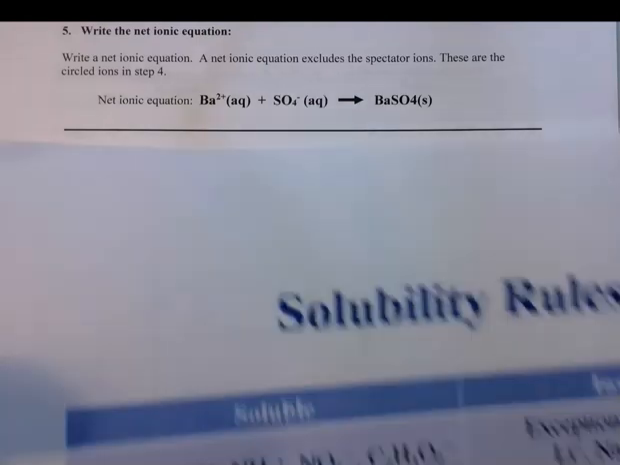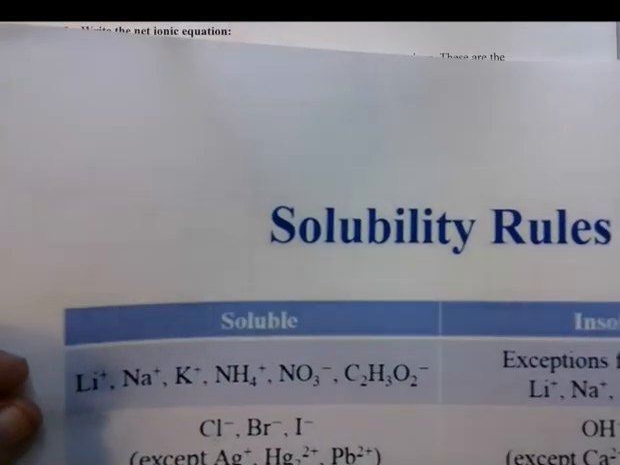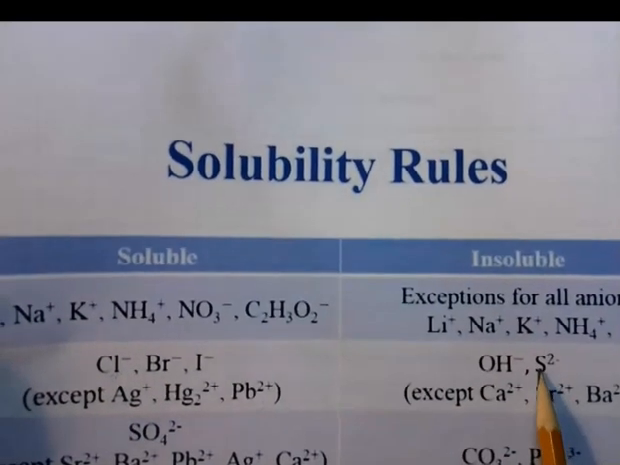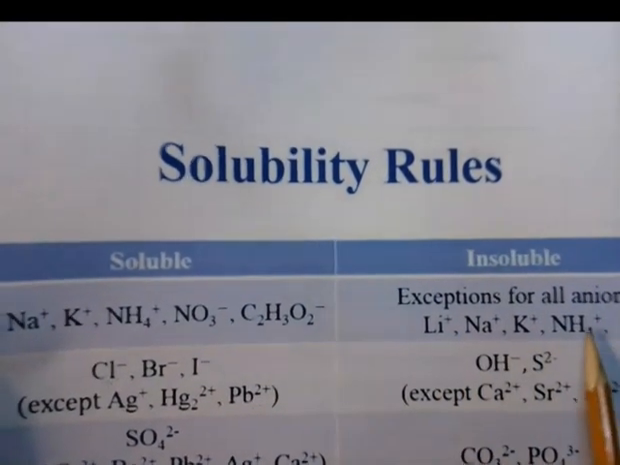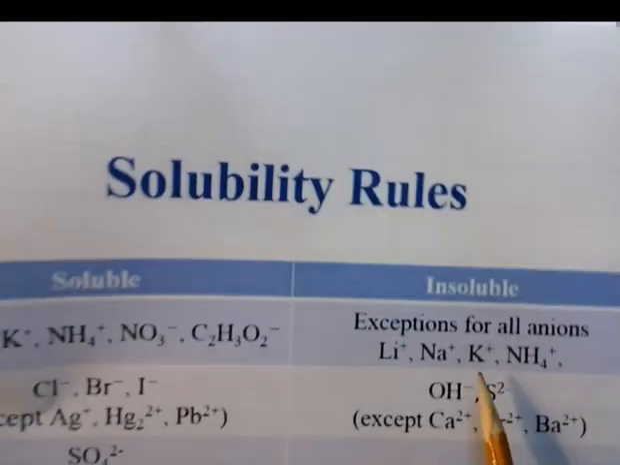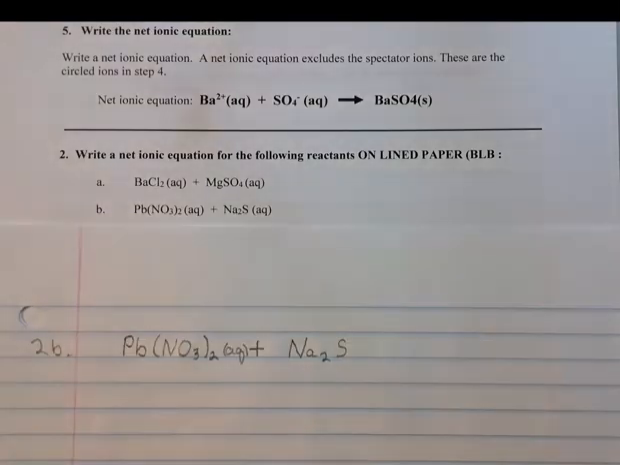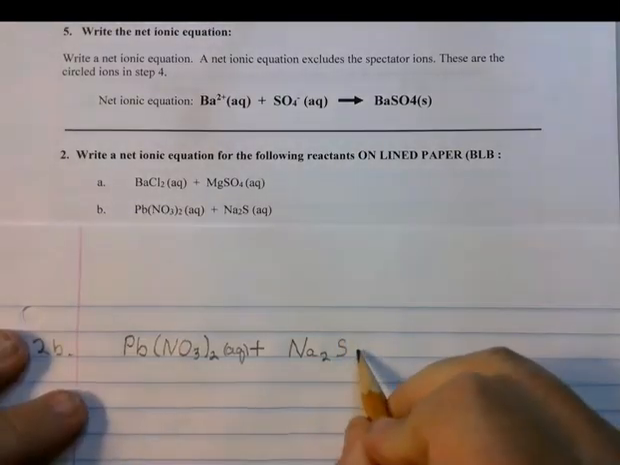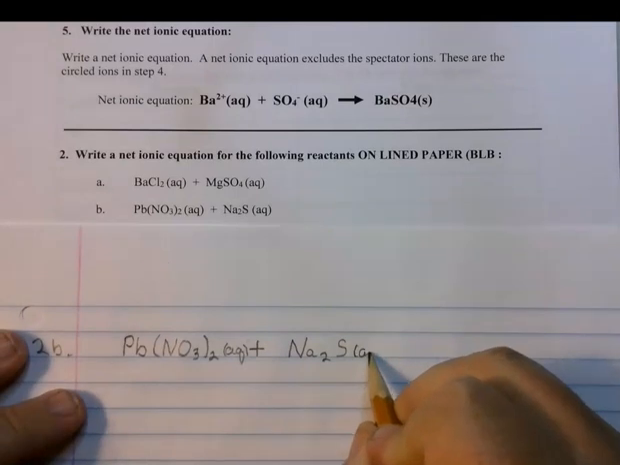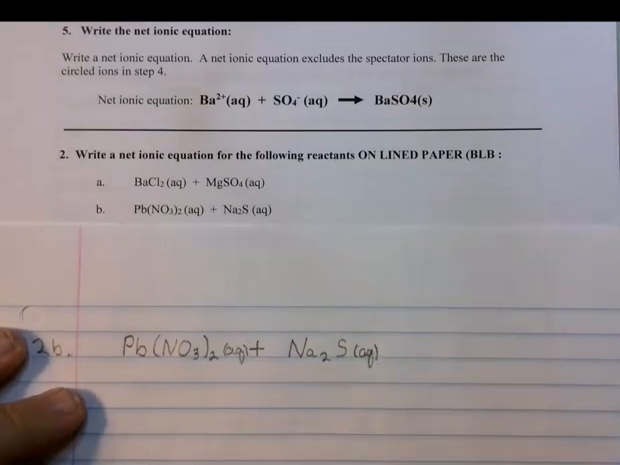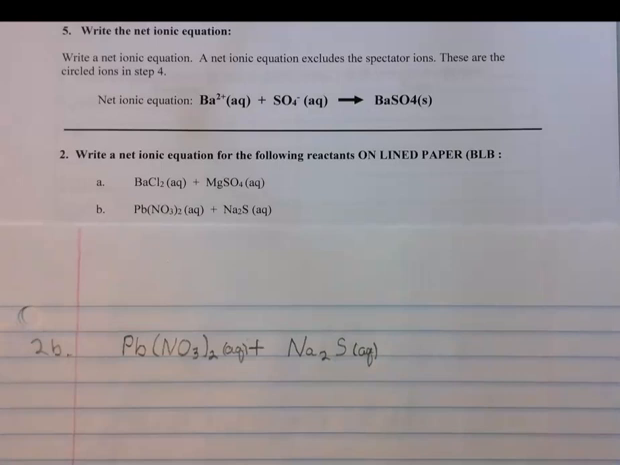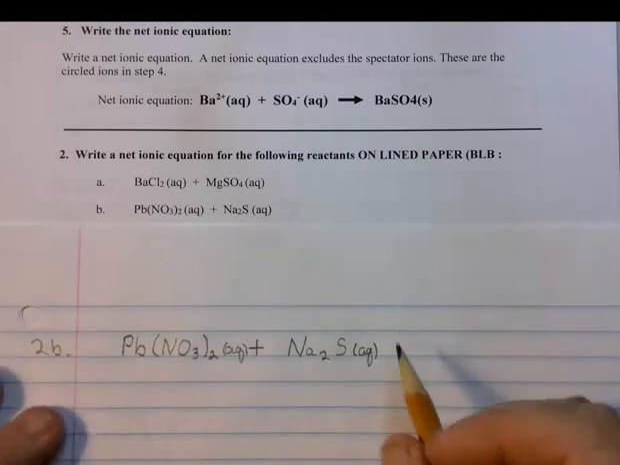And sodium, similarly, you have sulfide over here, but the exceptions for all anions is sodium. So sodium is an exception. So this overrules this. So it is soluble. If it's got sodium, it's soluble. So this is also an aqueous solution. Okay, so that's the first step. Determine whether you even have a reaction, because if either of these are not soluble, you've got no reaction to take place. So now what we're going to do is we're going to swap the cations and the anions.